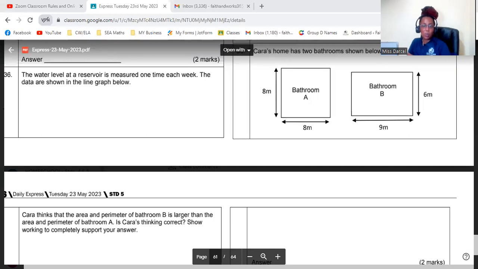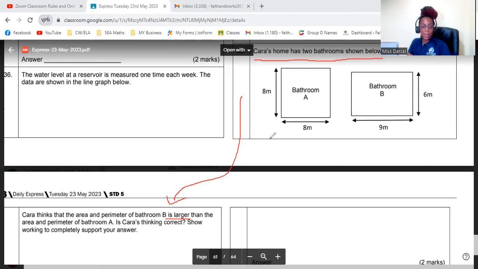All right, so here's our question. So Kara's home has 2 bathrooms shown below, bathroom A and B. So let's follow the question here. Kara thinks the area and perimeter of bathroom B is larger, keyword here, than the area and perimeter of bathroom A. So she thinks B is bigger than A. Interesting. Is Kara's thinking correct? Show working to completely support your answer. All right. Easy peasy. We just have to show what's the area and perimeter of each of them.